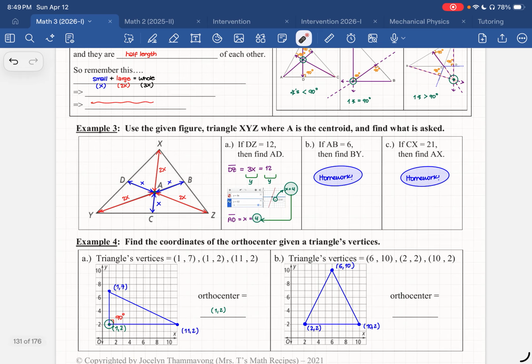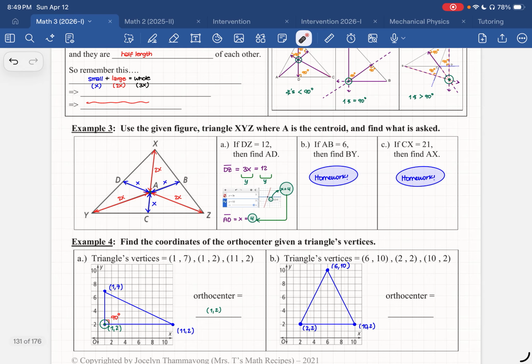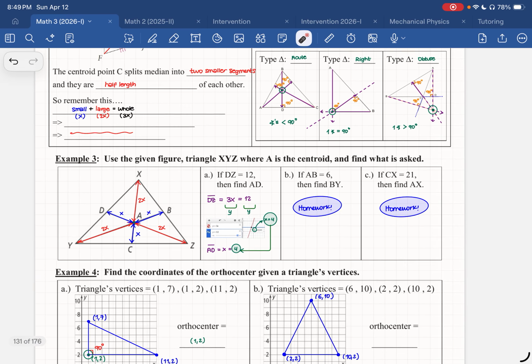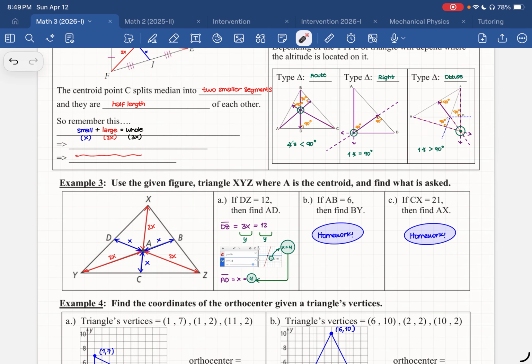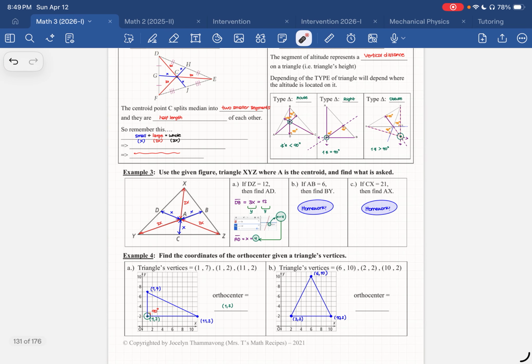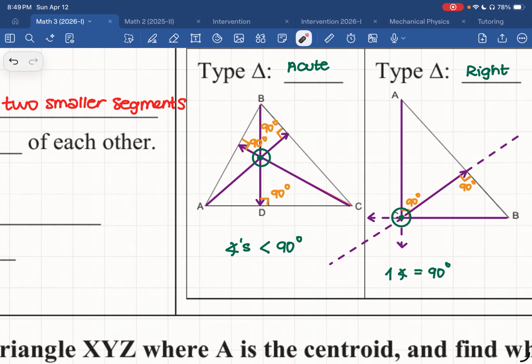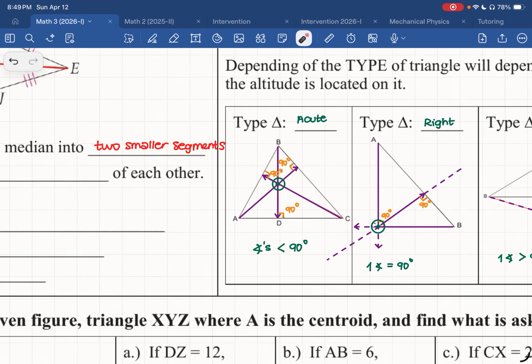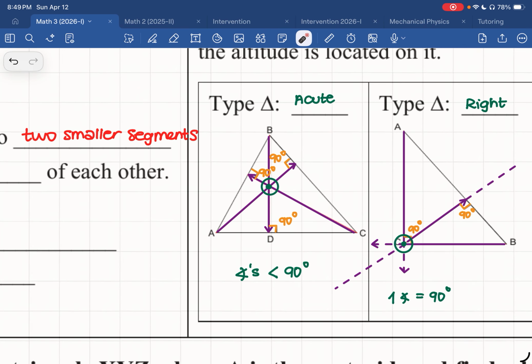Is it a right triangle? Of course not, because I don't have any angle equal to 90 degrees. Is this an obtuse triangle? No, because all of the angles of the triangle are less than 90. So if all of the angles are less than 90, we're talking about an acute triangle, right? And in an acute triangle, I told you, the orthocenter is inside the triangle. And remember, the lines that you are projecting go from the vertex to the other side so you can form a 90 degrees angle.